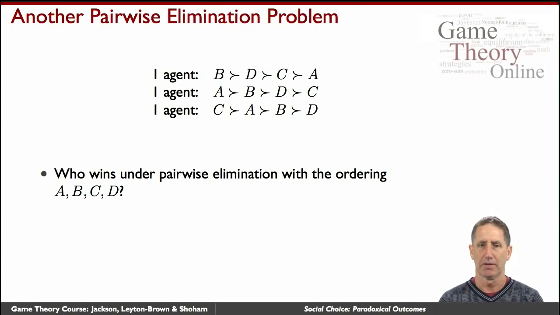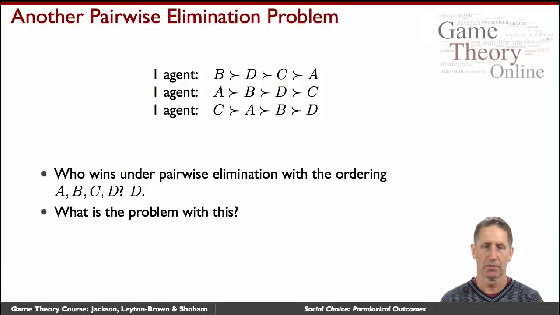And here is another example. There are 3 agents and 4 candidates, and the preferences are as written up there. Now, consider again pairwise elimination with the ABCD ordering. And what would you get? Again, pause the video for a second, think about it, and realize that the winner would be D.